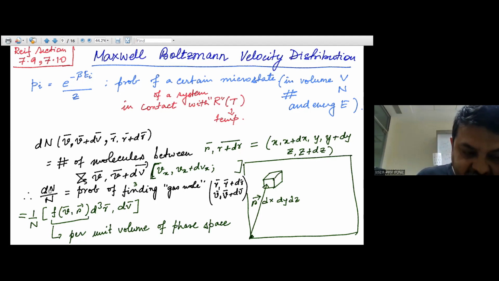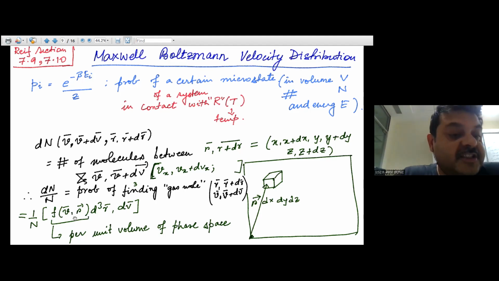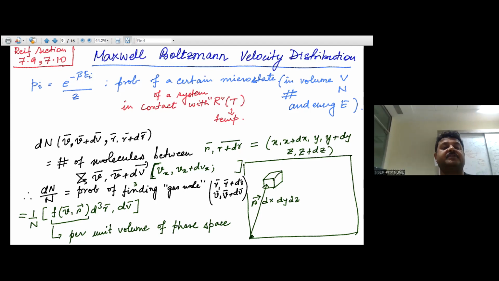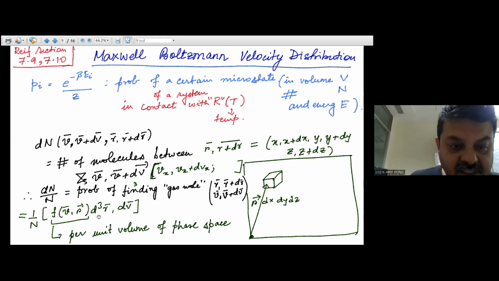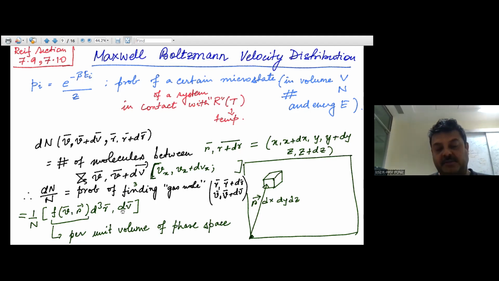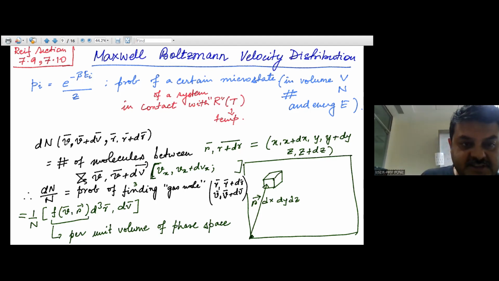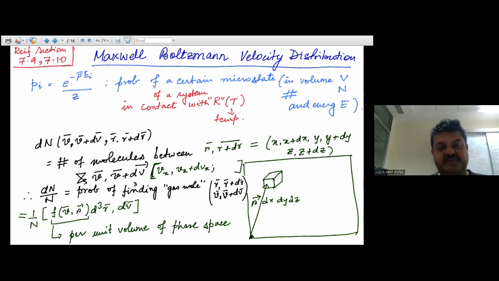So this dn by n is the total number of particles moving with this constraint, divided by n. This quantity dn can be written as f(v,r), some function which we shall realize to be the distribution function, times d3r times d3v. So here there should be a 3, I mean, we are talking about a vector. This should be a d3v if you like.